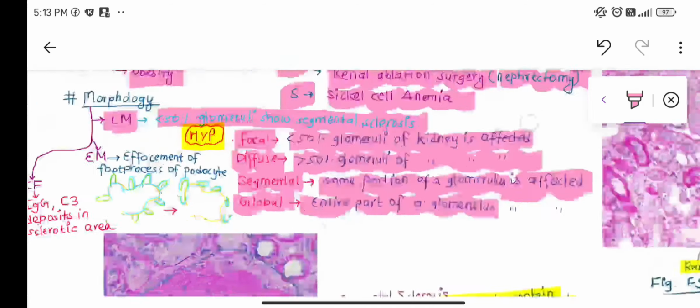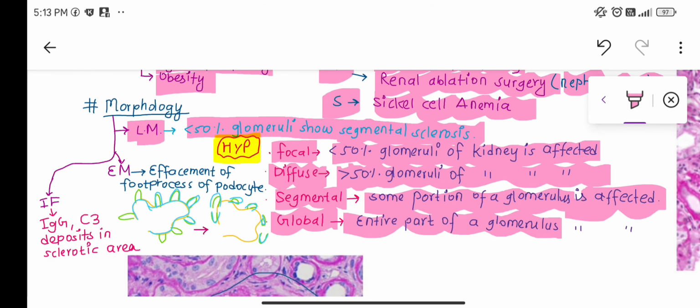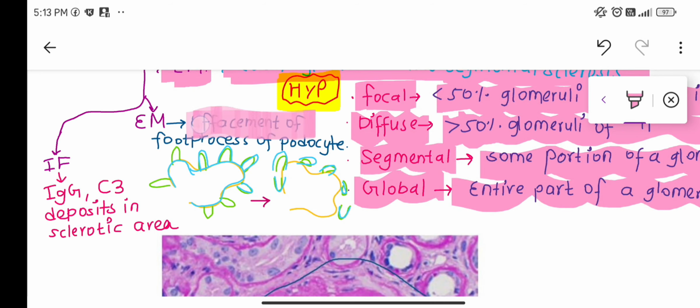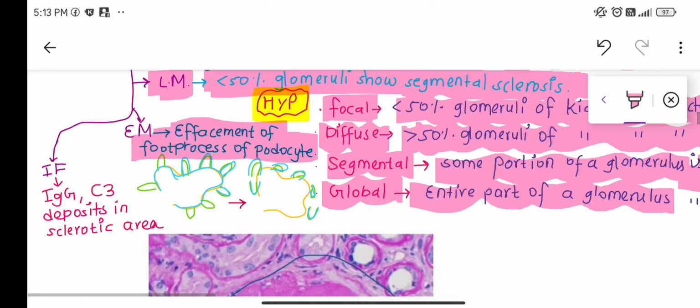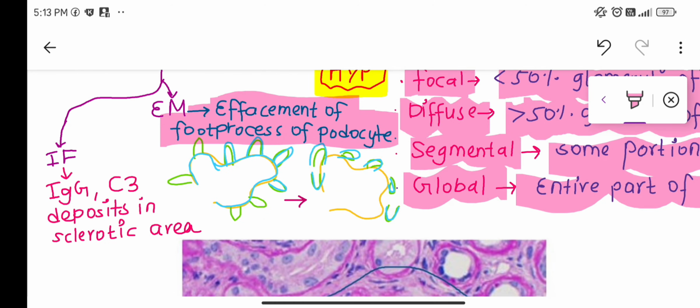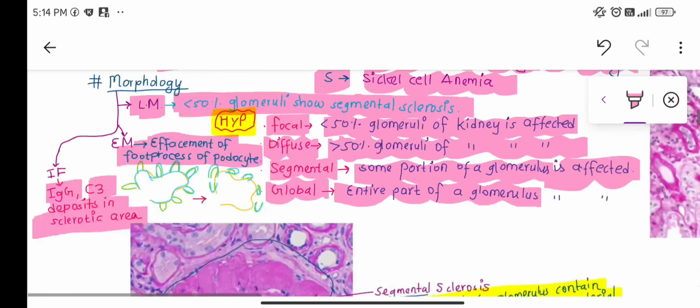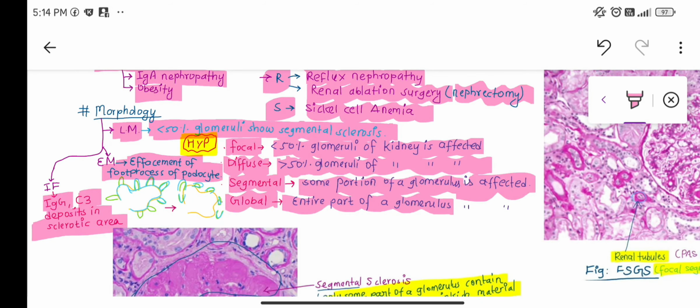So those are some terms. Under the light microscope, for focal segmental glomerulosclerosis, you will see only less than 50% of the glomeruli show sclerosis. On electron microscopy, you will see effacement of the foot process of the podocyte, meaning the podocyte becomes non-functional due to fusion with the capillary wall. On the immunofluorescence, you will see immunoglobulin IgG as well as complement C3 deposited in the sclerotic areas. So these are the features on immunofluorescence.